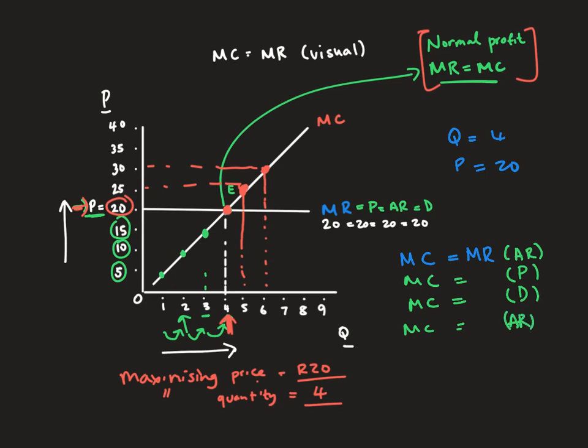And if they give a question like this and ask you, if the price is equal to 20, then what is your marginal cost? We can say that our marginal cost is equal to 20. So if the price is equal to 20, then our marginal cost automatically will be 20 because they're equal to each other.